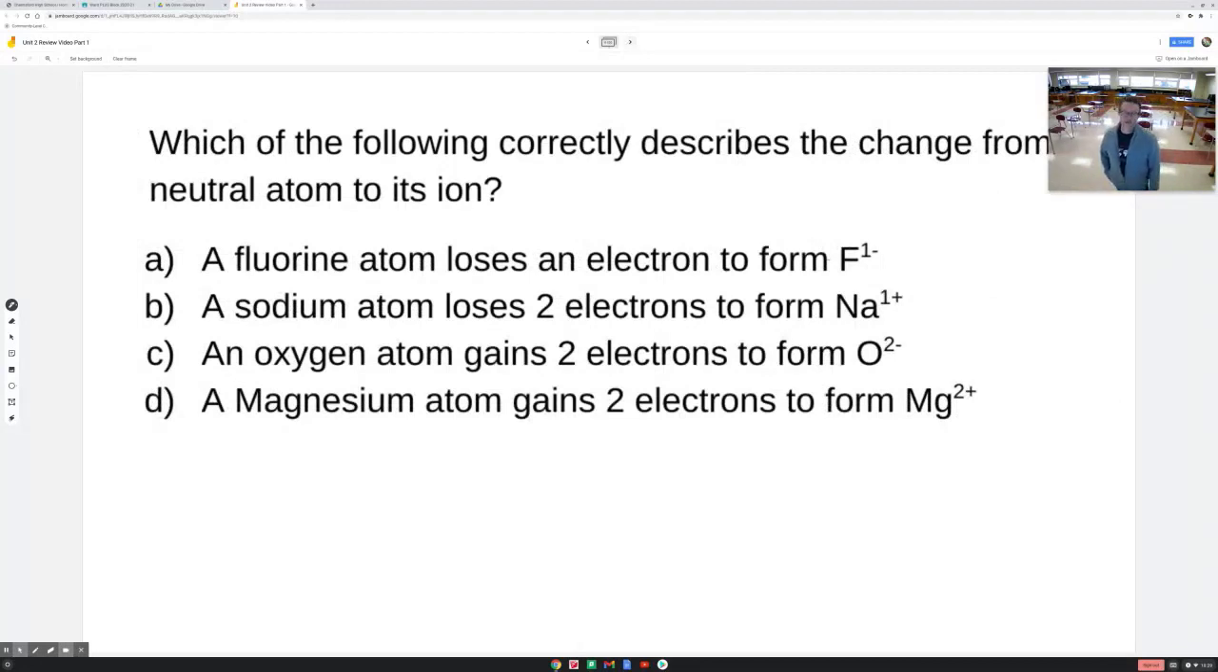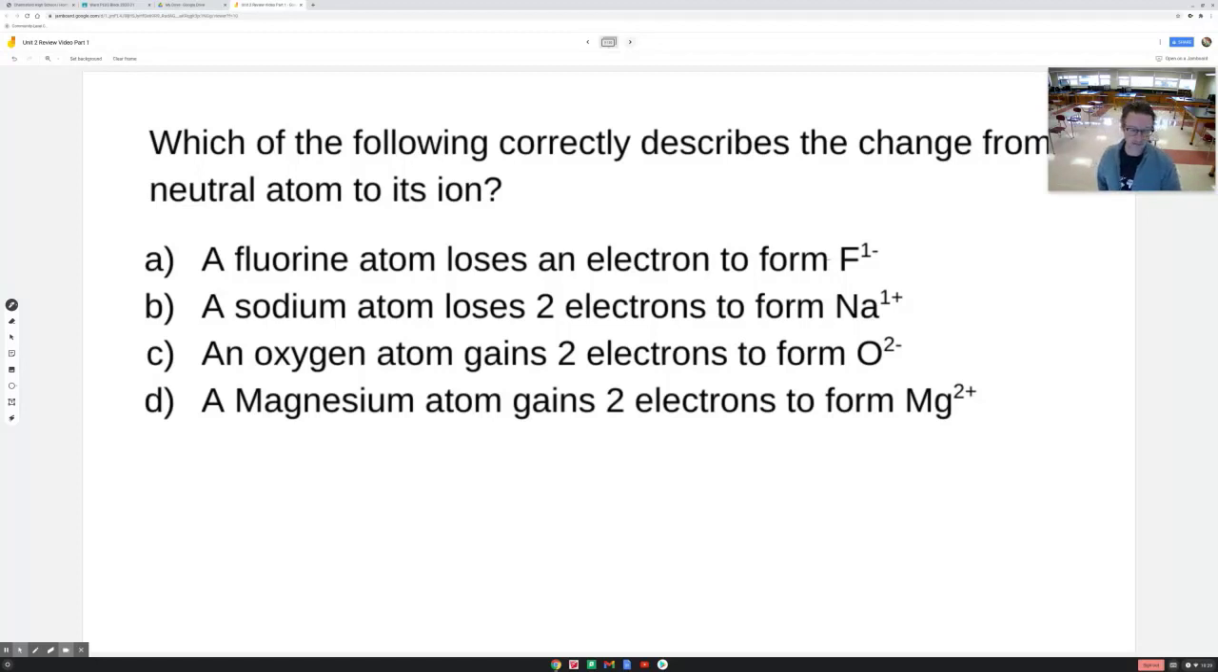Which of these describes the change from a neutral atom to its ion? Okay, this is tricky because there's 2 parts to this. One is that electrons can either be added or taken away from an atom, and whether or not you add them or take them away gives you the charge. Okay, and it has to do with both the positive and negative and the number of the charge. So we have to look at both parts of this.